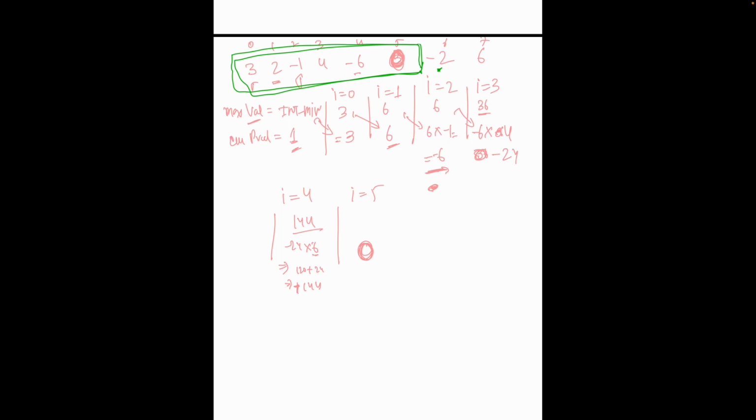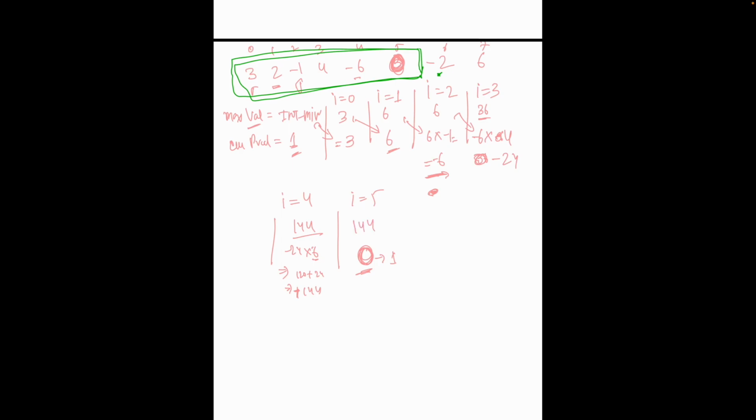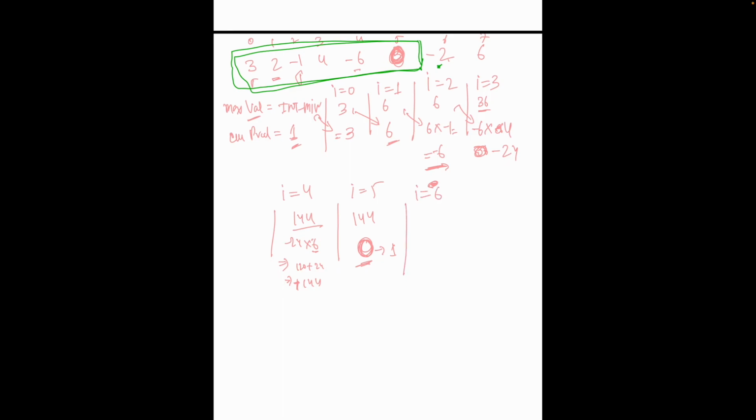And then the trick part here is that whenever we face a 0, we turn this value to 1 and just move forward, because we don't want to carry 0 forward, or else all the products going forward will become 0. Then for i equals 6, we say, all right, minus 2. 144 will stay. i equals 7.